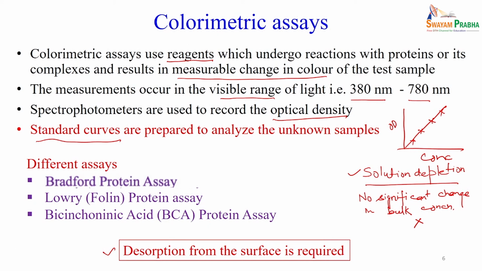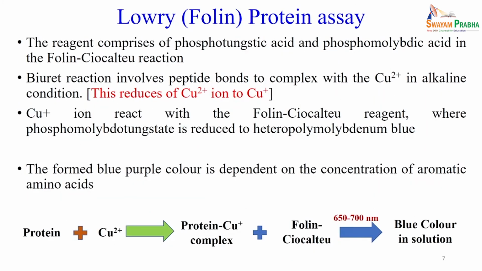I have listed a few: the Lowry method with Folin reagent, the BCA method, and the Bradford method. I will quickly discuss them one by one. In the case of the Lowry method, the Folin reagent includes phosphotungstic acid and phosphomolybdic acid, and here we also use copper ions.